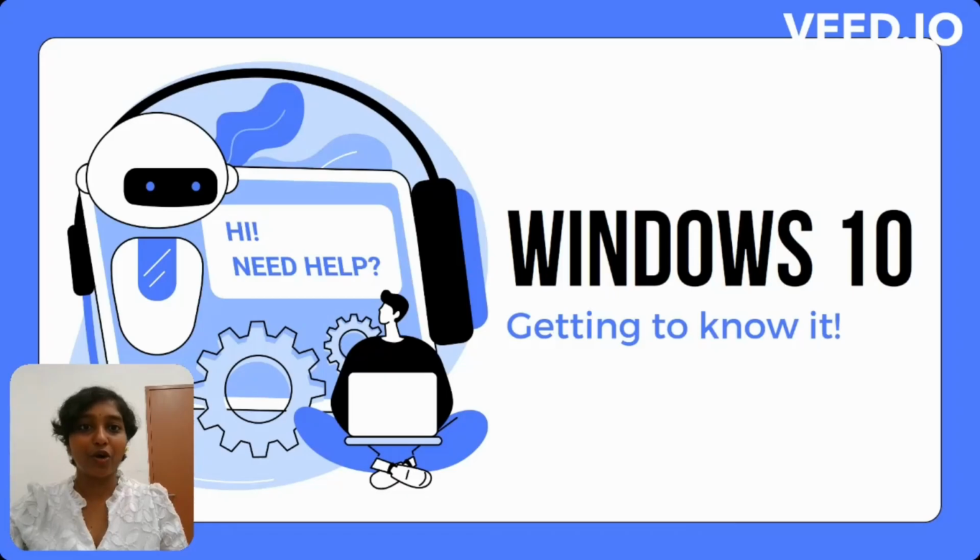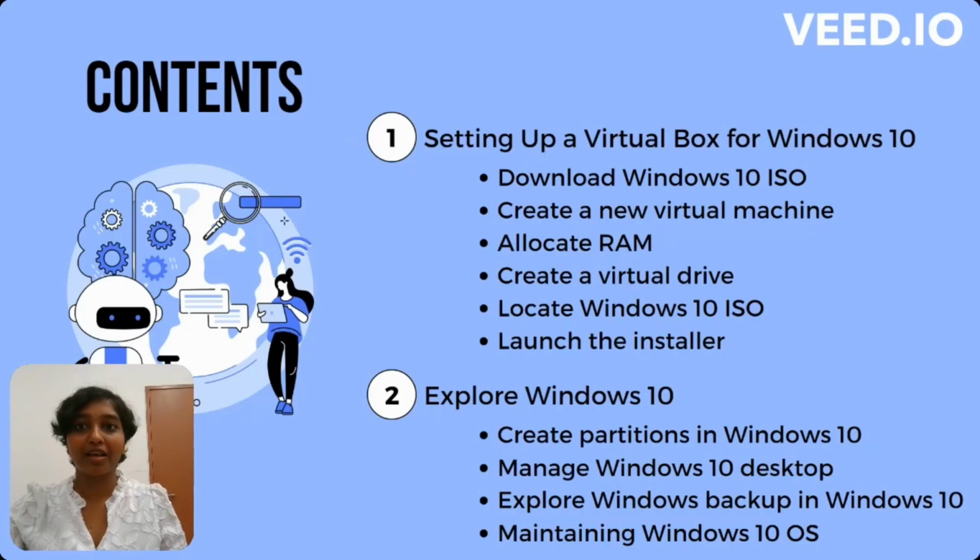Everyone, let's get to know about Windows 10. Our contents is first setting up a virtual box for Windows 10: download Windows 10 ISO, create a new virtual machine, allocate RAM, create a virtual drive, locate Windows 10 ISO, launch the installer. Second, explore Windows 10.